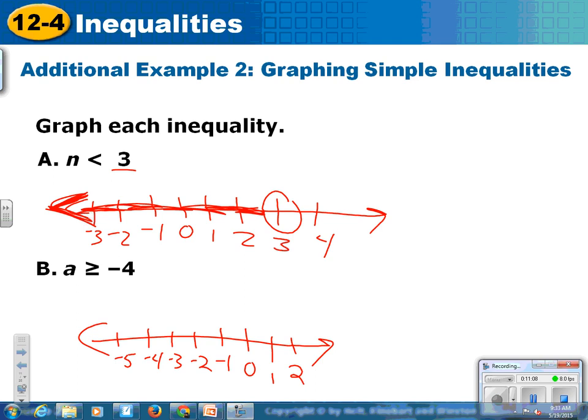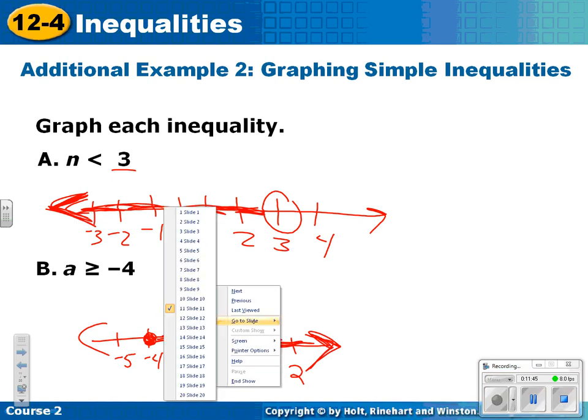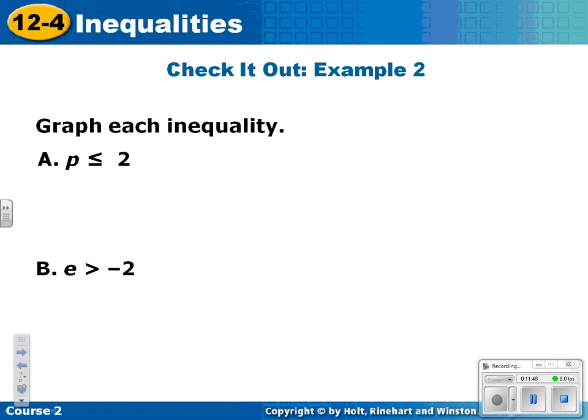If you look at this one, first of all, you have to decide. You look at -4. Are we including -4 or are we not? This one is included because it's less than or equal to. So we just draw a dot at -4. And then we have to decide. The value of A is basically anything that's more than -4. So anything that's more than -4 is going to be this way. And that's our solution.